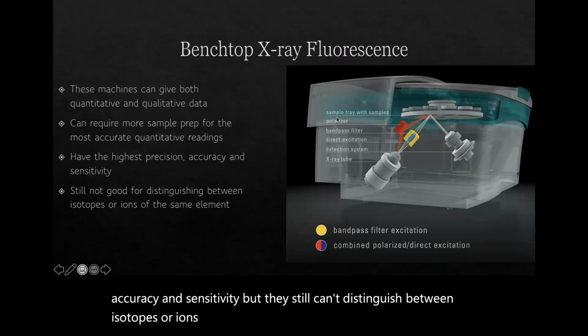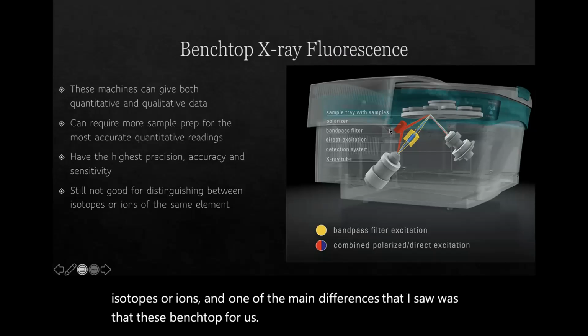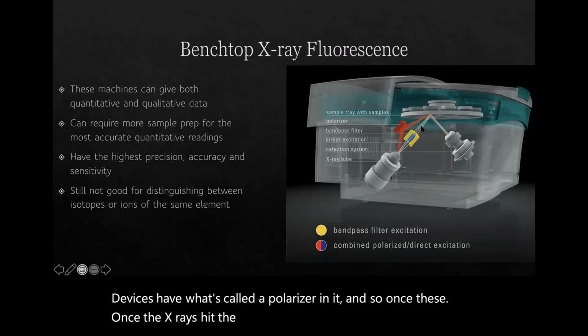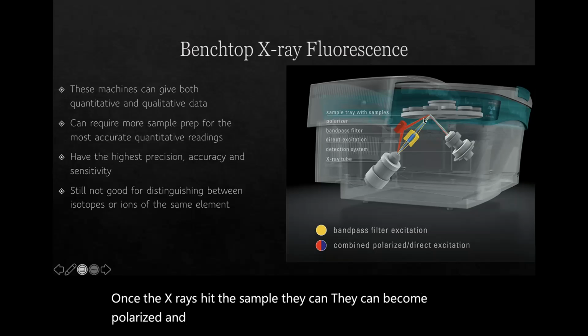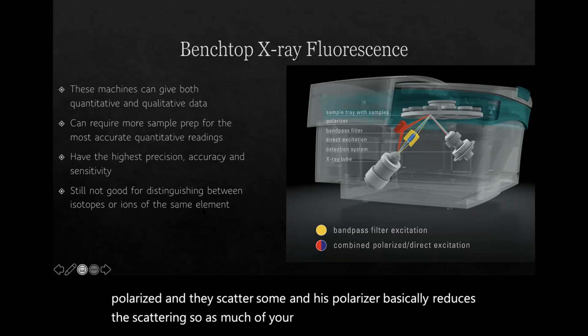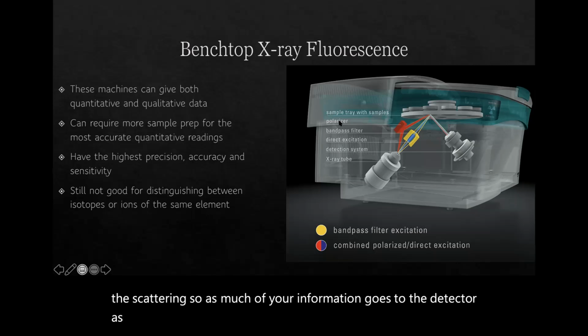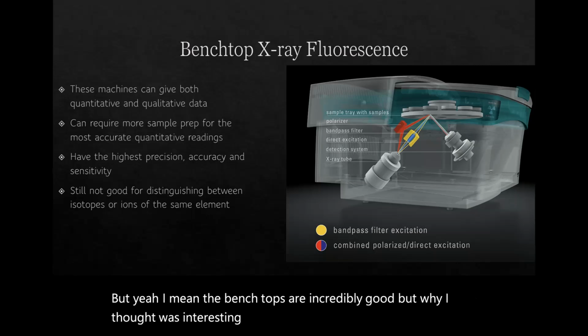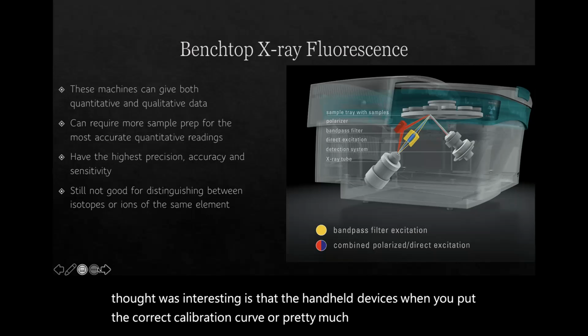One of the main differences that I saw was that these benchtop fluorescent devices have what's called a polarizer in them. Once the X-rays hit the sample, they can become polarized and they scatter some. This polarizer basically reduces the scattering, so as much of your information goes to the detector as possible. But yeah, the benchtops are incredibly good, but what I thought was interesting is that the handheld devices, when you put the correct calibration curve in, are pretty much just as good as these benchtop versions.